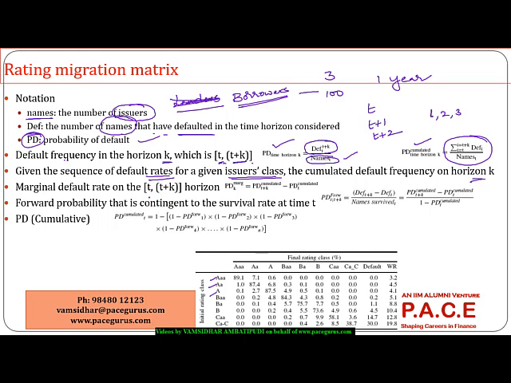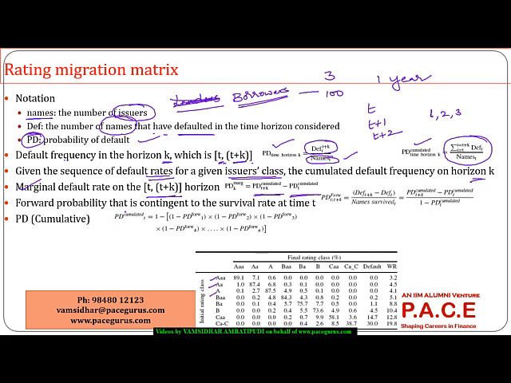When I am talking about a marginal default, it is just between these two periods. So overall between T and T plus K, what is the number of defaults that have occurred, minus up to time period T, how many have defaulted? That is what tells how many have defaulted between T and T plus K. So those are the number of parties who have defaulted between time period T and T plus K. So that is how we calculate the marginal default rate.